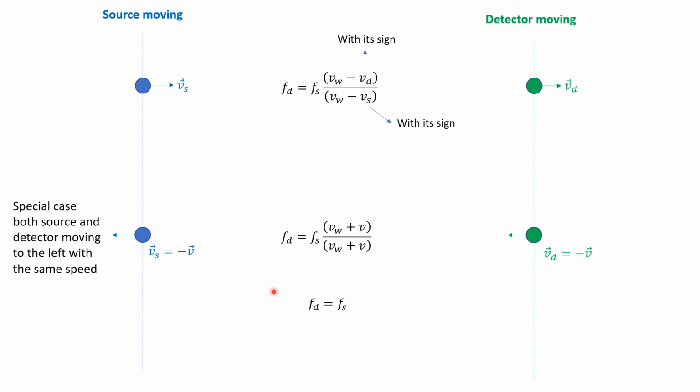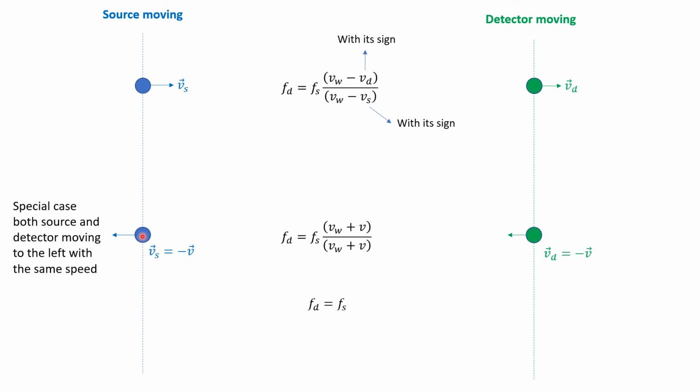Okay, what if we do the opposite? What if we put the velocity of the source to be negative and the velocity of the detector to be negative, but exactly the same velocity? So then you'll have here plus V and plus V. The factor again is equal to 1, and you get the same frequency.